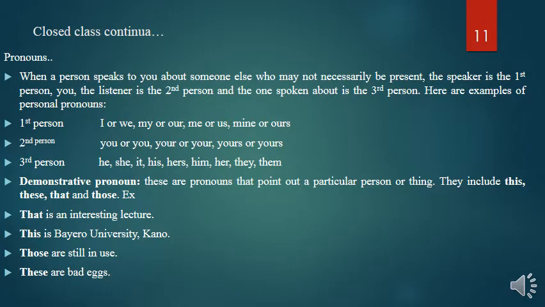Demonstrative pronouns are pronouns that point out a particular person or thing. For instance, that is an interesting lecture. That here is pointing at a particular lecture. This is Bayero University, Kano. This is also a demonstrative pronoun. It is pointing at Bayero University, Kano.